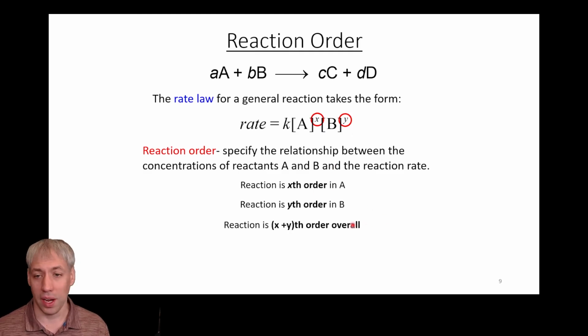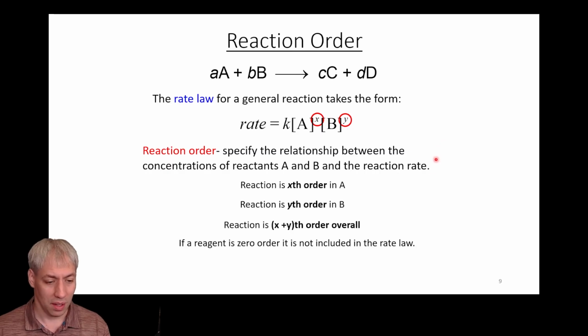It gives us a really simple way. If I tell someone it's a second order reaction, they already know either it's 2 A's or 1 A and 1 B, so on and so forth. It tells you about the species that are reacting.